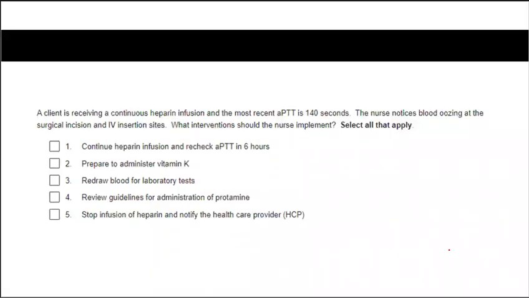The client is receiving a continuous heparin infusion, and the most recent APTT is 140 seconds. Again, this is already looking too high. The nurse notices there's blood oozing at the surgical incision and even at the IV insertion site. My client is probably bleeding. So again, look out for those side effects like bruising and unexpected bleeding in clients with heparin. So this client is almost obviously bleeding.